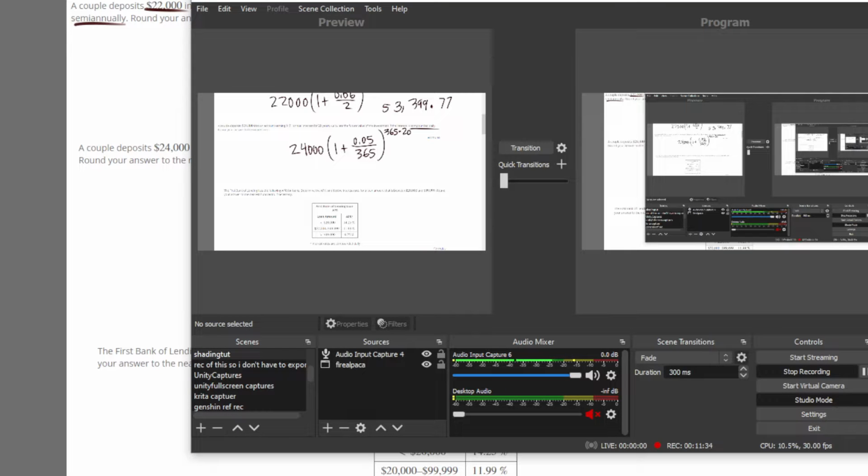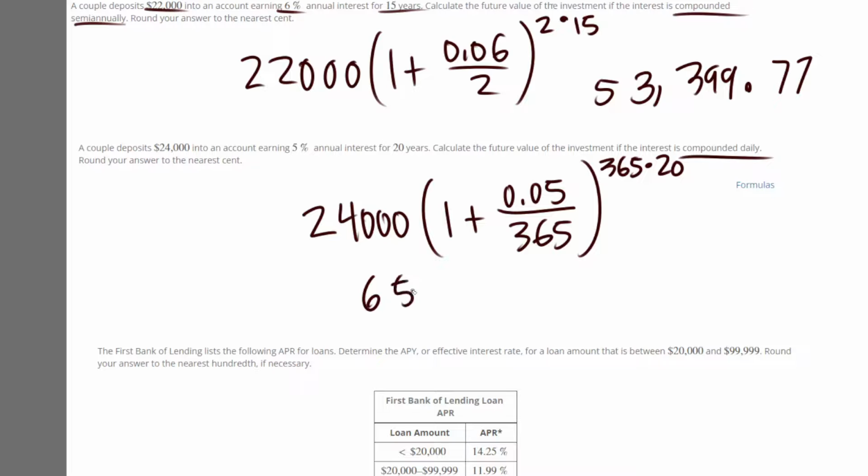And when I plug that into my calculator, I get $65,234.29. Well, we're rounding up, so it's 30 cents.